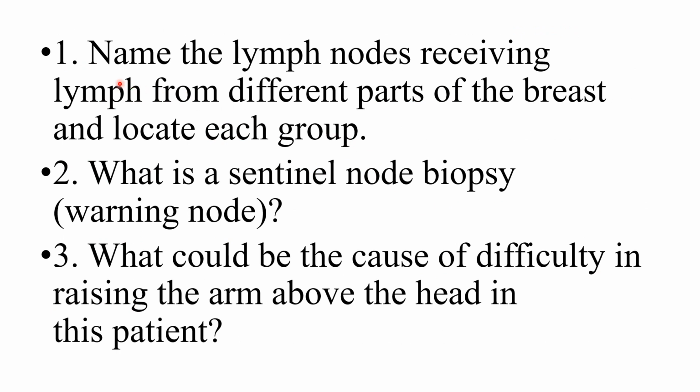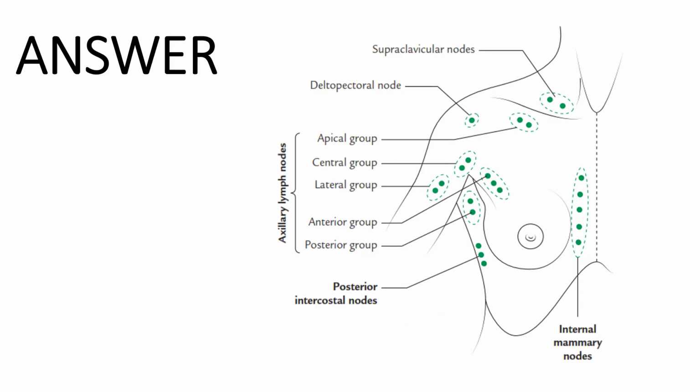So the first question is, name the lymph nodes receiving the lymph from the different parts of the breast and locate each group. For this you have to draw the diagram and write the lymph nodes. I will show that. Then the second question is, what is sentinel node biopsy? The next one is, what could be the cause of difficulty in raising the arm above the head in this patient? Let us see one by one.